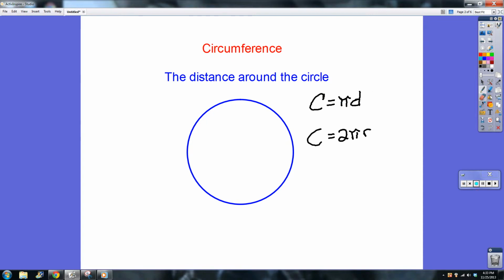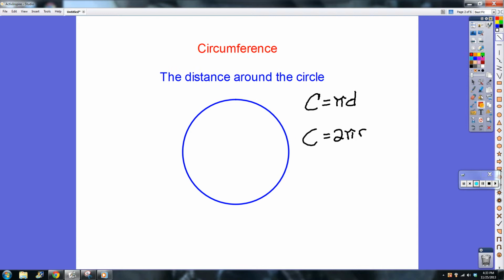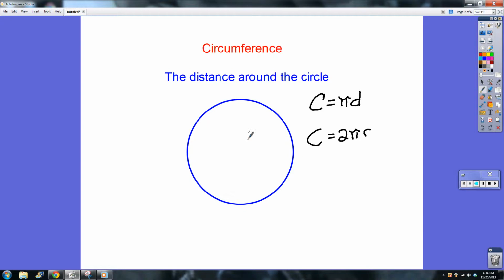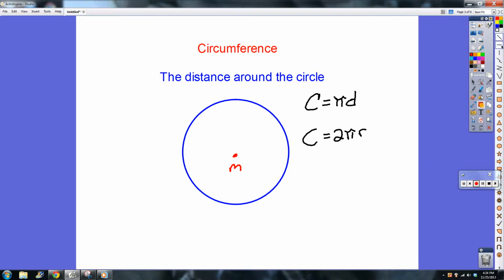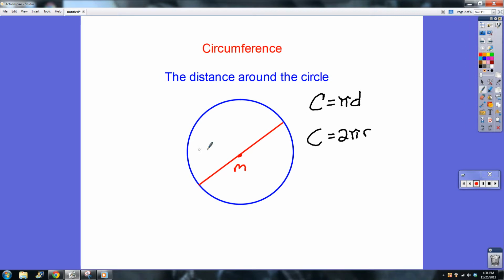So let's say I give you, first off, let's draw the center of our circle. I'll call the center of our circle M. And I'll give you a diameter. And let's say the diameter is 10 meters. The diameter is 10 meters. Please take a moment and find the circumference of that circle.